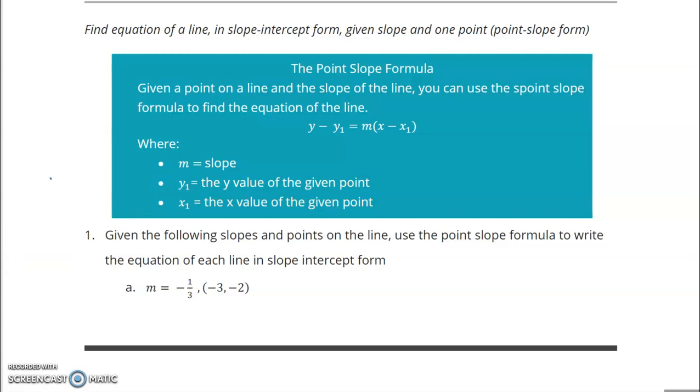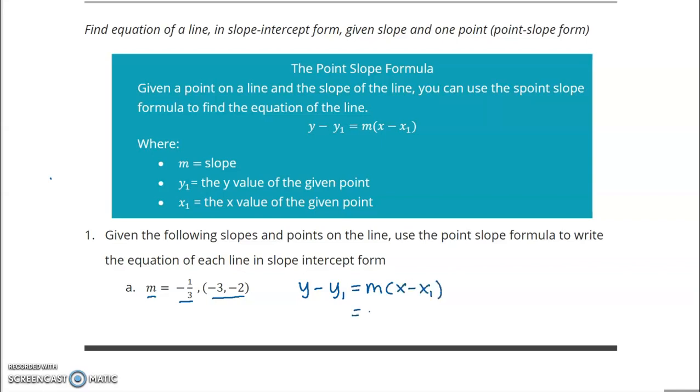For example, given the following slope and point on the line, use the point-slope formula to write the equation of each line in the slope-intercept form. So m here is equal to negative 1/3, that is the slope, and this is also the given point. So we use the formula y minus y sub 1 is equal to m times x minus x sub 1.